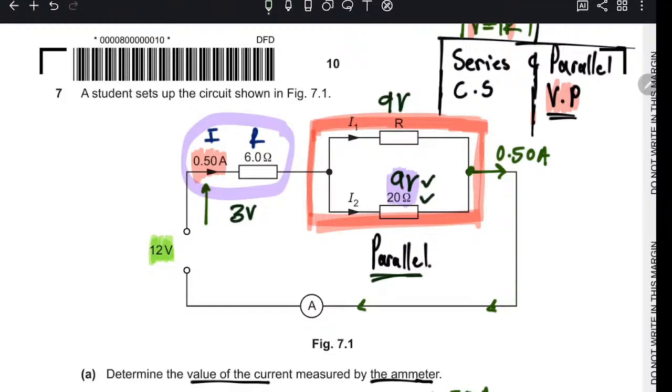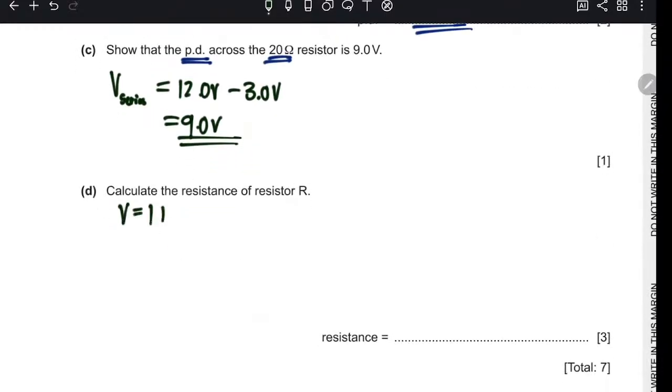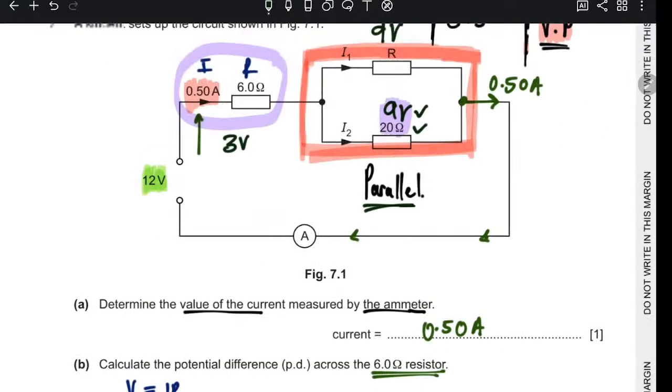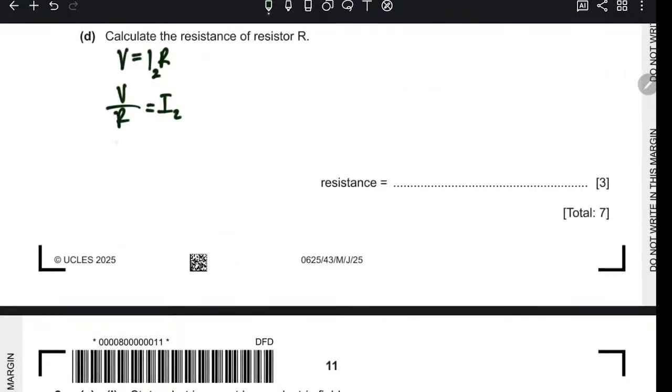Now we can find I. So remember, V is IR. Here we have V, I2, R. We want to find I2. You say V over R is equal to I, and it will be I2. What is the voltage? 9 volts. What is the R? 20 ohms. So it's 9.0 volts over 20 ohms. This gives I2. What is the answer? What's 9 over 20? Put the answers in the chat. Let's go, let's go, let's go. I want to see the answers in the chat.